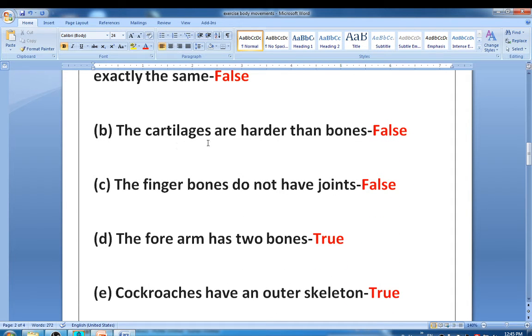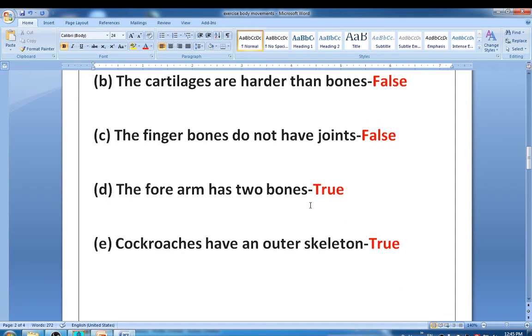Next one: the cartilages are harder than bones. Tell me the answer. What have you written? Yes, so the answer is false. Cartilages are not harder than the bones. Then, the finger bones do not have joints. Check your hands and legs. Is it so? No, so the answer is false. Fingers also have joints.